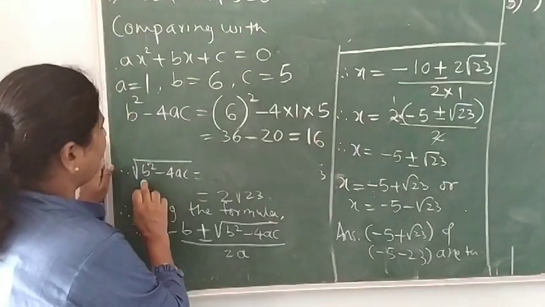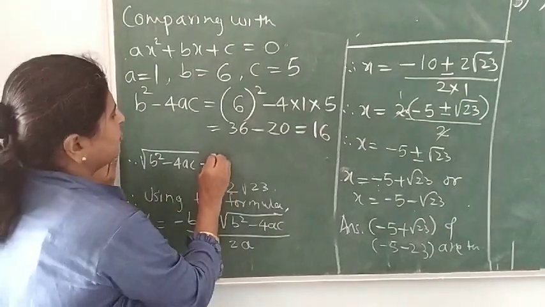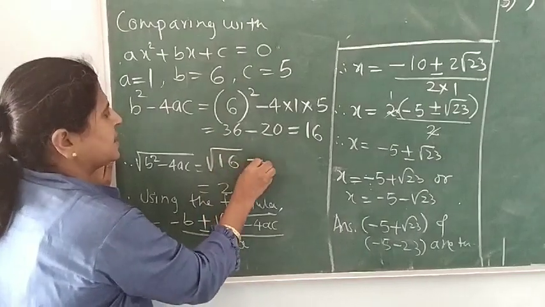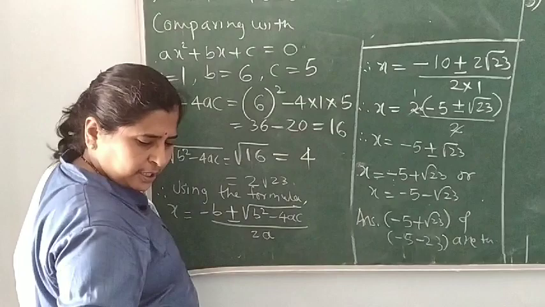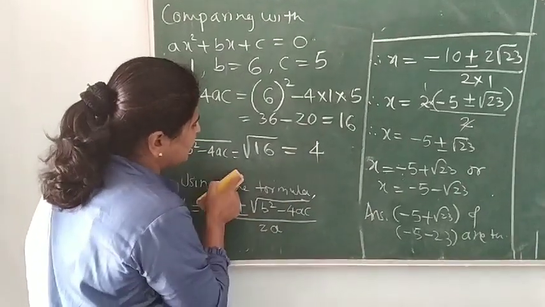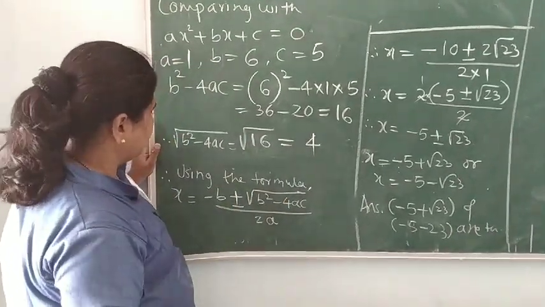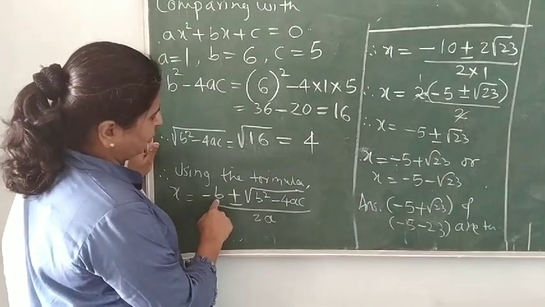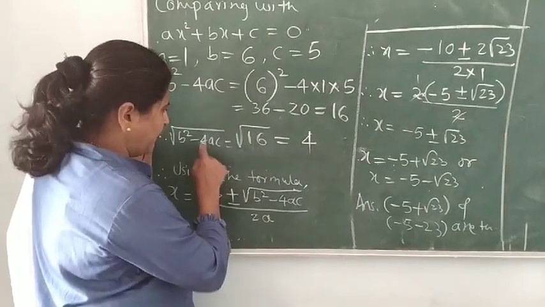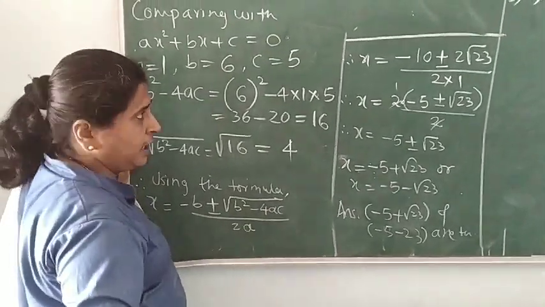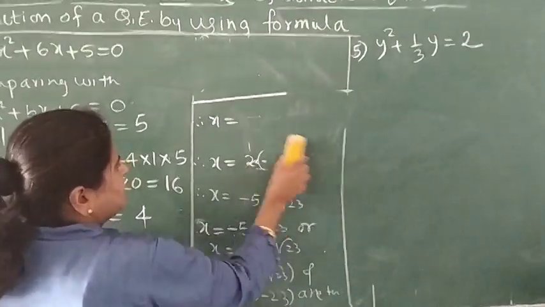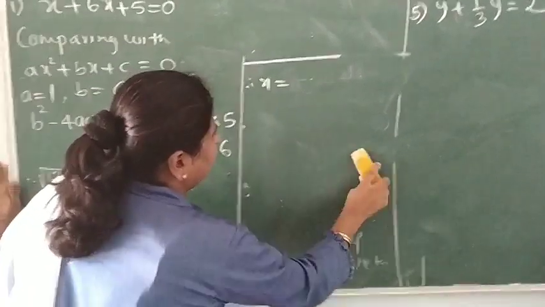So what is the square root of b square minus 4ac? It is the square root of 16. Now 16 is a perfect square, so the square root of 16 is 4. So here we need not find such factors and all this. Now using the same formula, x is equal to minus b plus or minus under square root b square minus 4ac upon 2a. What is the value of this? So let's calculate over here.